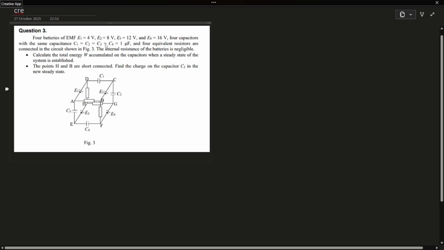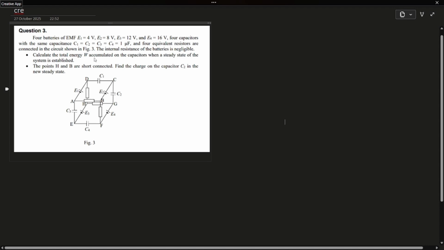So let's dive into today's problem. Here, this is a cube consisting of batteries, resistors, and capacitors. It is given four batteries of EMF E1 equal to 4 volt, E2 equal to 8 volt, E3 equals 12 volt, and E4 equal to 16 volt. Four capacitors with the same capacitance C1 equals C2 equals C3 equals C4 equal to 1 mF, and four equivalent resistors. The value is not given. Let it be R. The internal resistance of the battery is negligible.